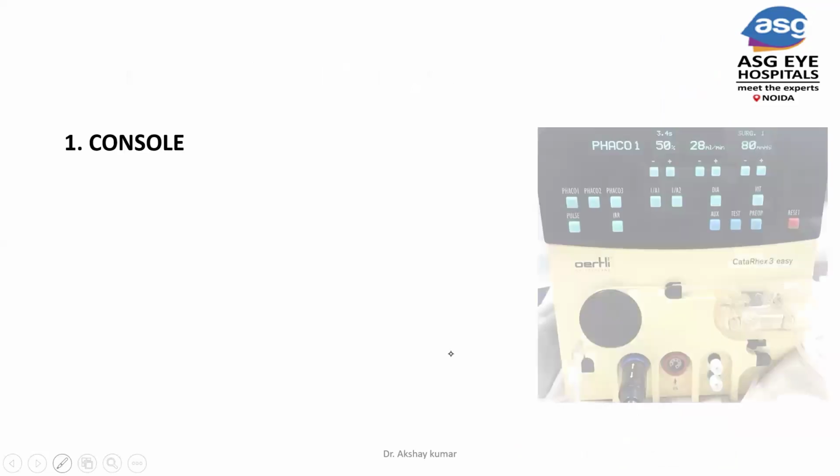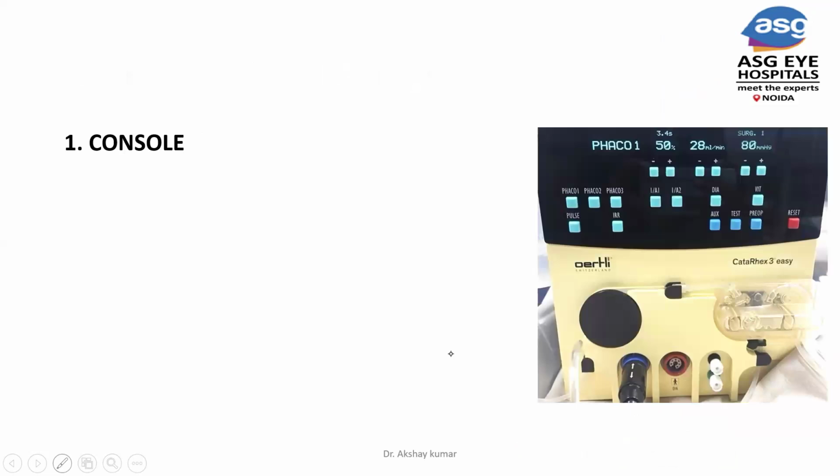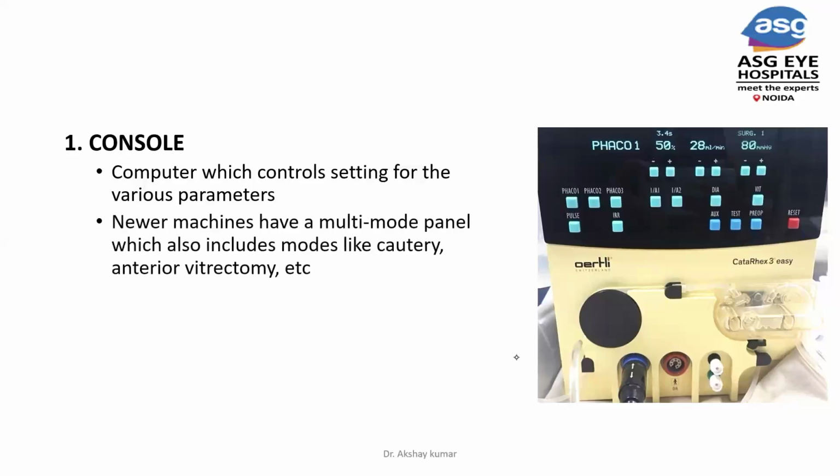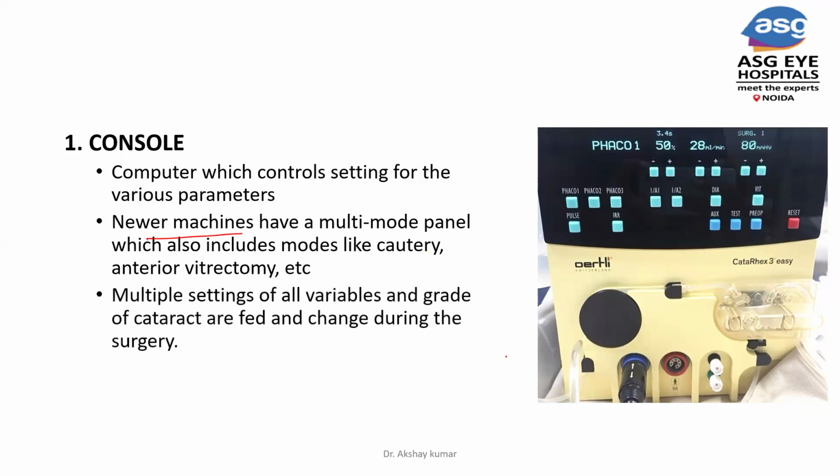So first is the console. This is the basic Alcon phaco machine, which is very commonly used in our setup. The console is a computer which controls the settings for the various parameters. It has various buttons, and sometimes it is also a touch screen with which you can change your modes. Newer machines also have a multimodal panel which includes modes like cautery, anterior vitrectomy, and diathermy. Multiple settings of all variables and grade of the cataract are fed and changed during the phacoemulsification surgery. You can change the modes with the foot pedal also.